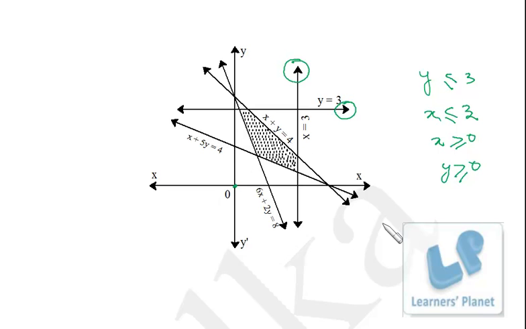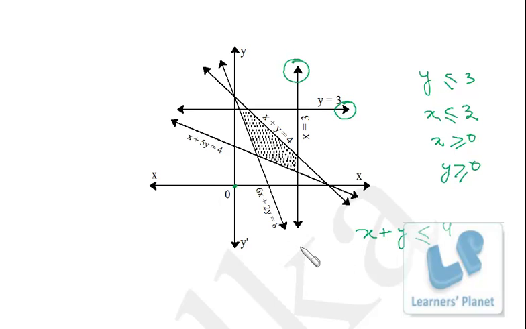The first line is x plus y is equal to 4. Now we have the left hand side region as the shaded region. So on this line x plus y is equal to 4, above this line x plus y will be greater than 4, and below this line x plus y will be less than 4. So our shaded region is below this line. That's why x plus y will be less than or equal to 4.